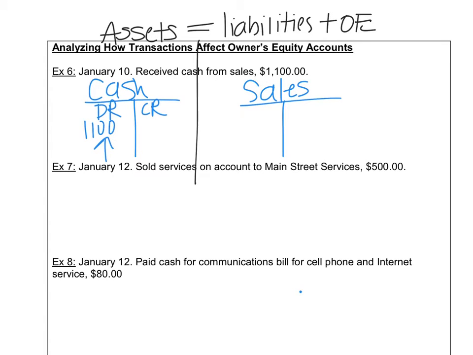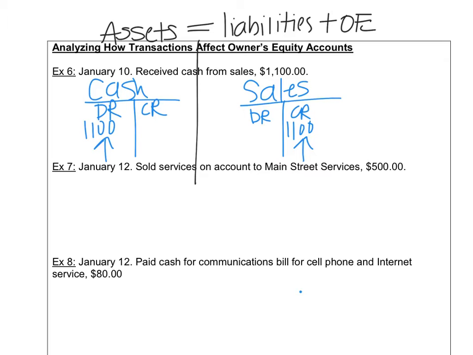And since we increased one side of the accounting equation, we need to increase the other side. So my sales would increase as well. And what would sales increase as, a debit or a credit? It should increase as a credit because it's on the right side of the accounting equation. So I can check myself. I've got one debit and one credit, both for $1,100, so my equation's in balance. Moving on to the next example.